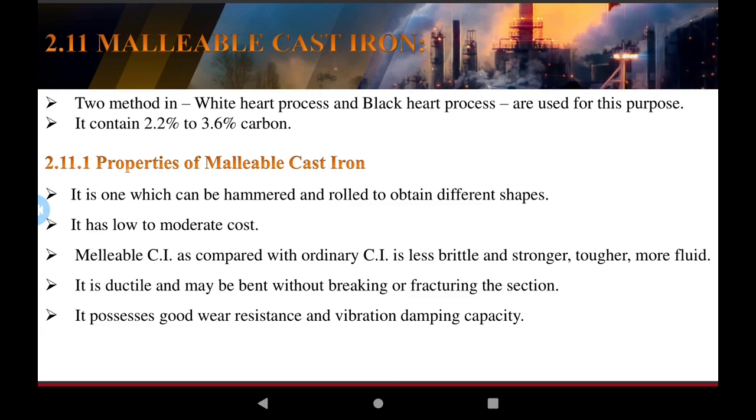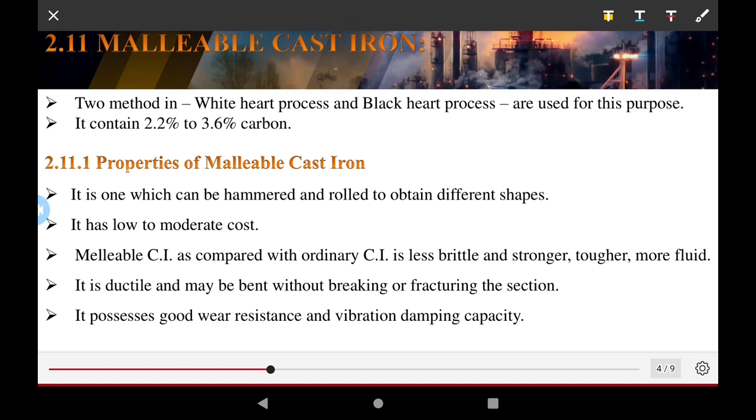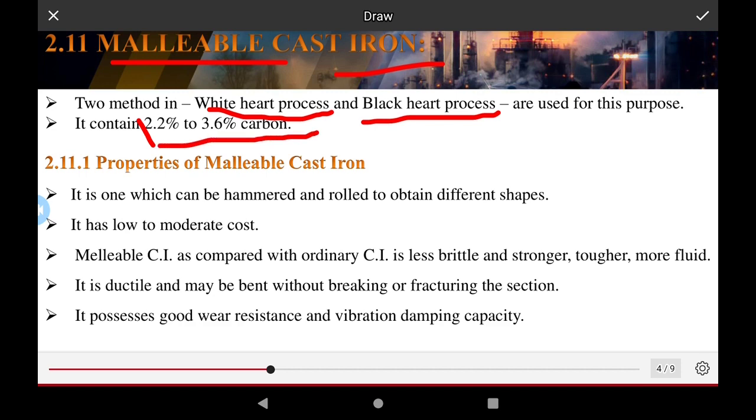Malleable cast iron. What is the malleable cast iron? Two methods, the white heart process and the black heart process, are used for this purpose. It contains 0.2% to 3.6% of carbon in the malleable cast iron.